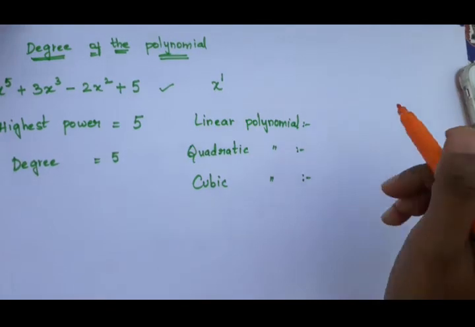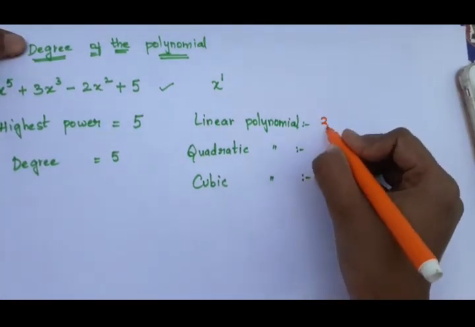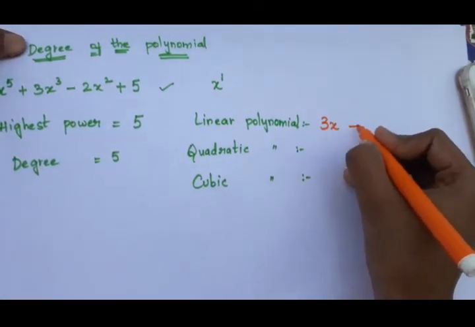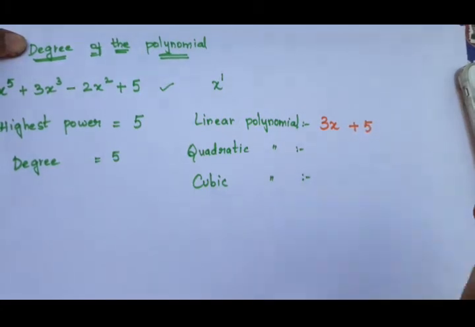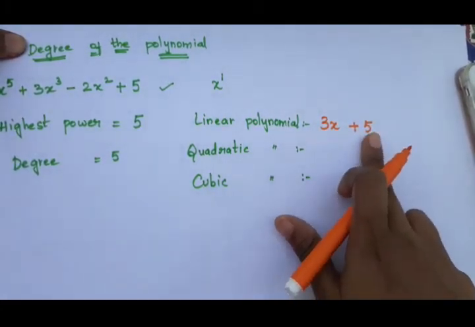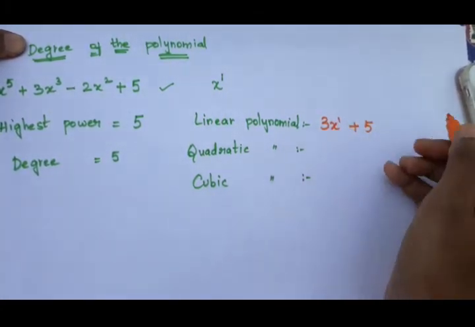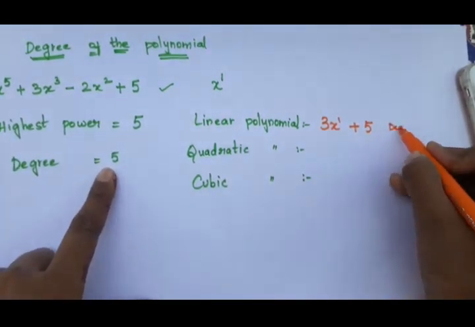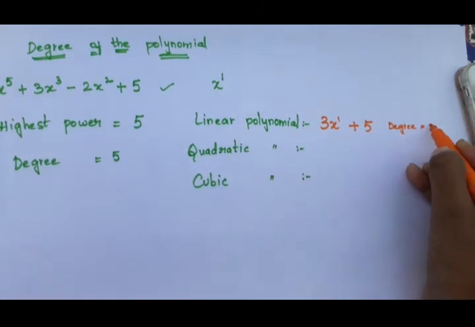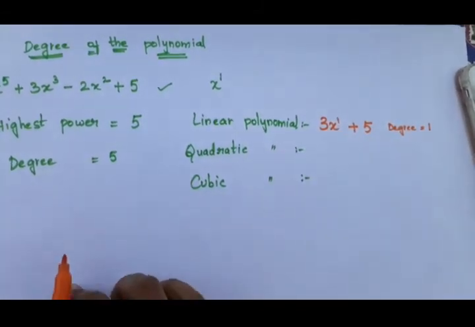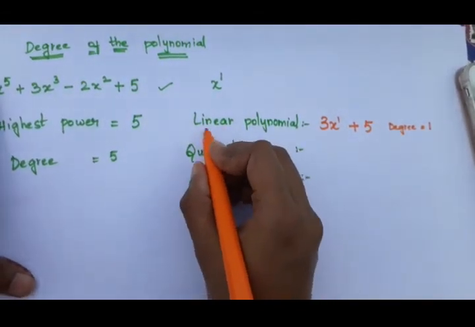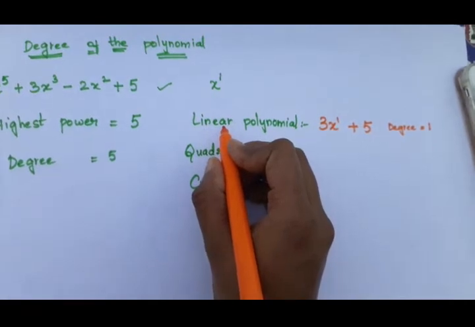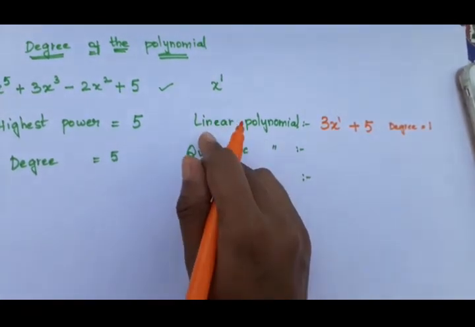See here children, if your equation is 3x plus 5, okay, what is the highest power here? Highest power is nothing but 1. Okay, that is, degree is nothing but 1 here. See, degree is 1. Degree is 1 here. So it is a linear polynomial. If the highest power is 1, then it is a linear polynomial.